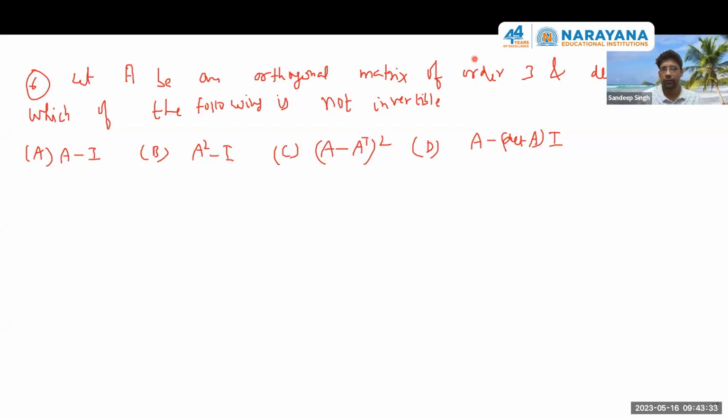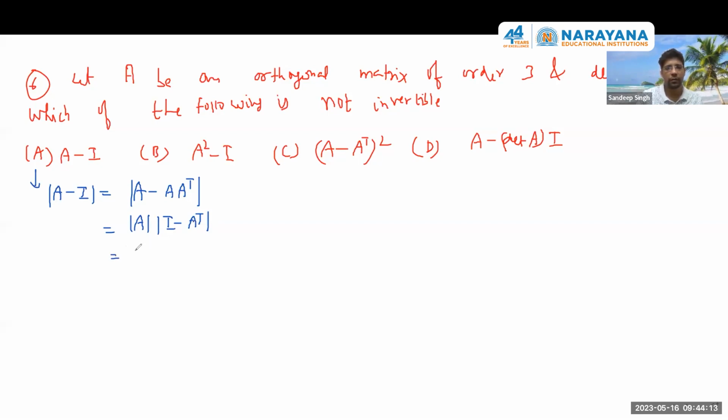So tell me, how will you start? Let us first check option A. Let us find its determinant. So its determinant will be det(A minus I). What is I for an orthogonal matrix? It is AAT. Yes. And if I take A common, then this is A times (I minus AT), and then I can distribute the determinant.